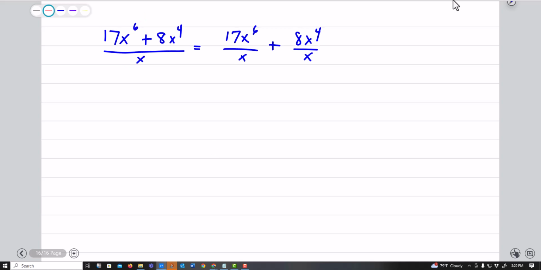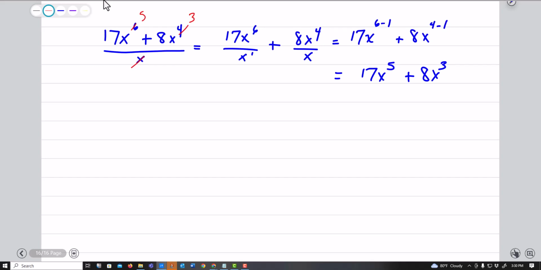And so if I use my exponent rules, this will be 17x to the 6 minus 1, because it's like a 1 there, plus 8x to the 4 minus 1, which is 17x to the 5th, plus 8x to the 3rd. And like I said, as you get doing these, you'll get quicker. You'll just say, oh, 5 and 3, and canceling that way. But just be careful on these that you don't accidentally only cancel one and then not cancel the other. Let me do one last one here.